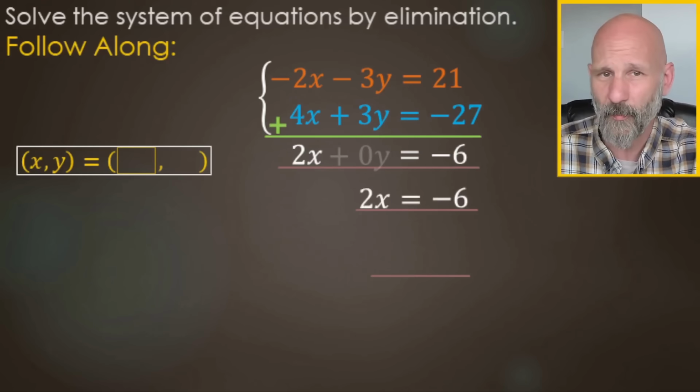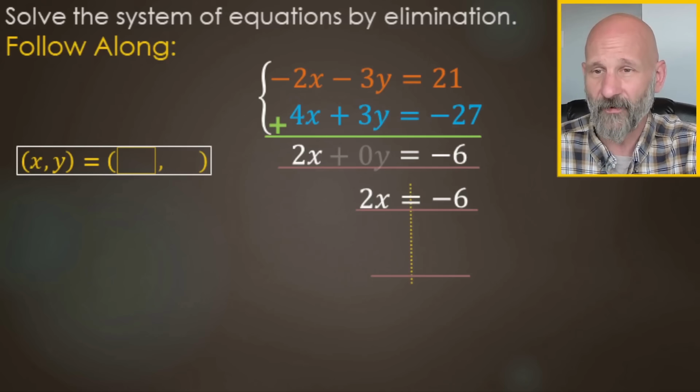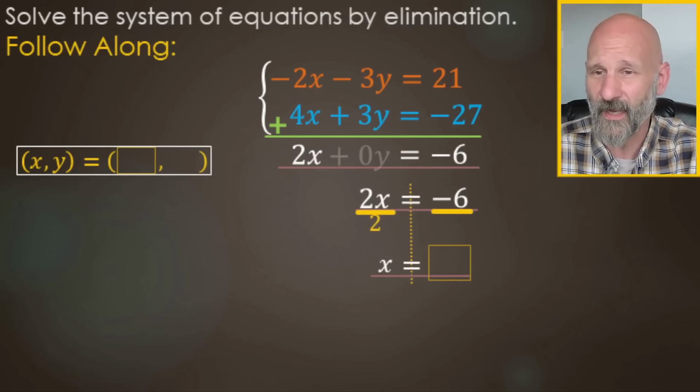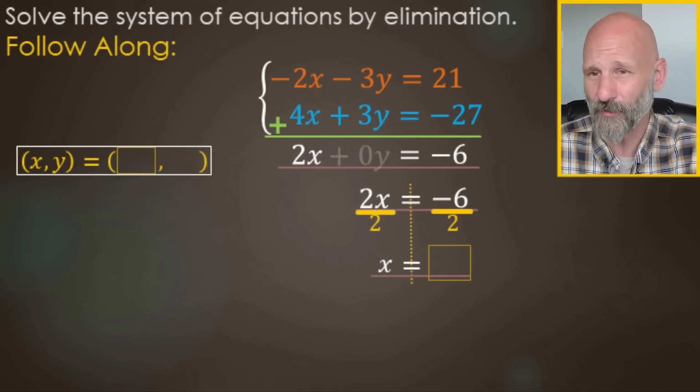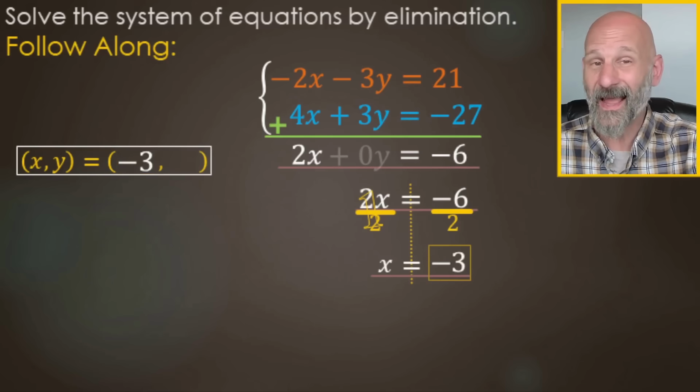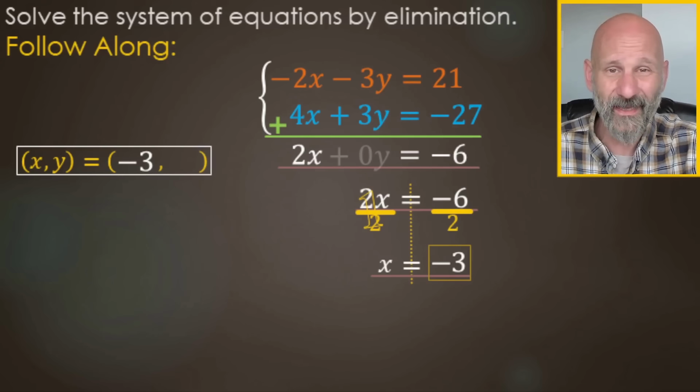Well, this one's pretty simple to solve. So we just divide 2 to both sides. In order to solve for x, we'll divide 2 to both sides to undo the times 2 to the x. So we got 2 over 2, that makes 1x there. Negative 6 divided by a positive 2, negative divided by positive is going to be a negative. 6 divided by 2 is a 3. So we found the x value for this system, it's negative 3.